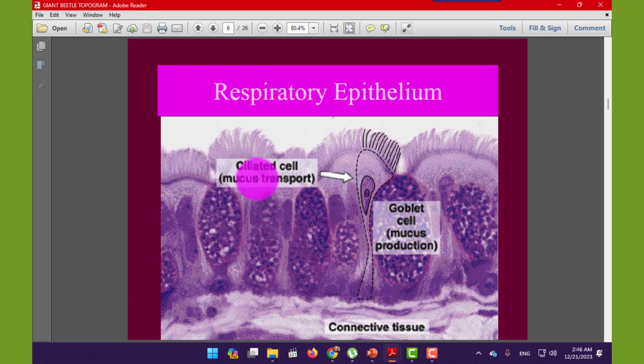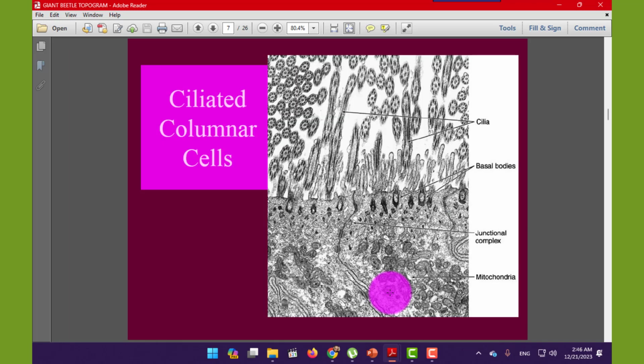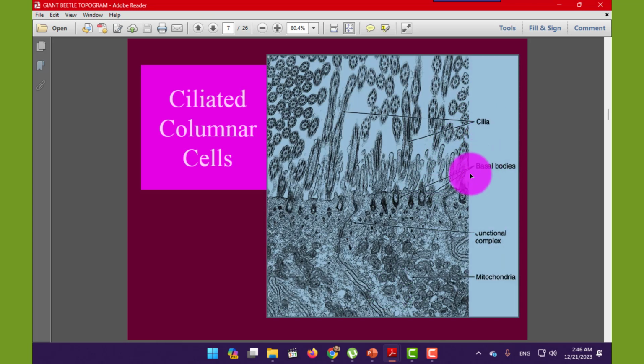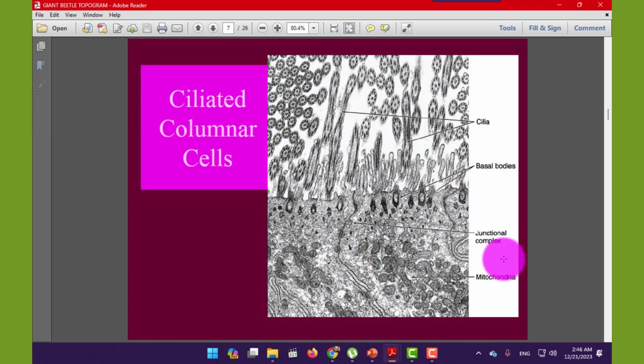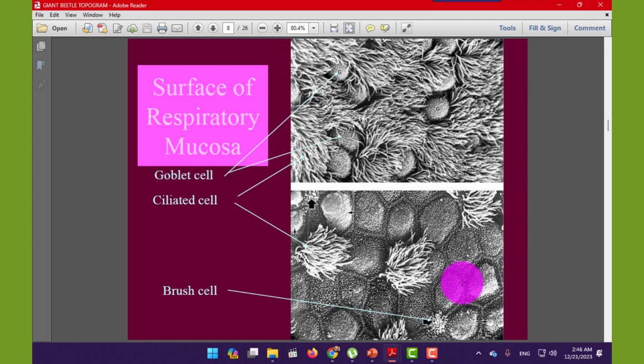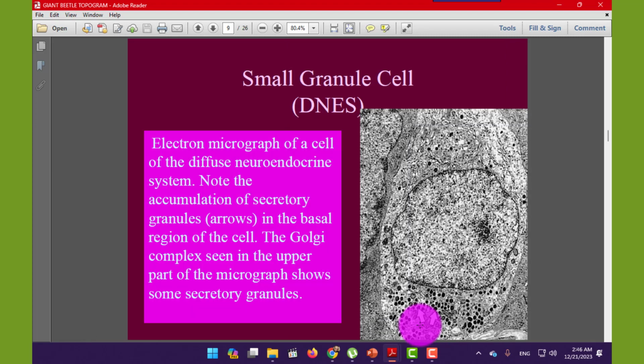Respiratory epithelium: ciliated cells, goblet cell, mucus production, connective tissue. Ciliated columnar cells, cilia, basal bodies, junctional complex, mitochondria. Surface of the respiratory mucosa: goblet cells, ciliated cells, brush cells, small granules.